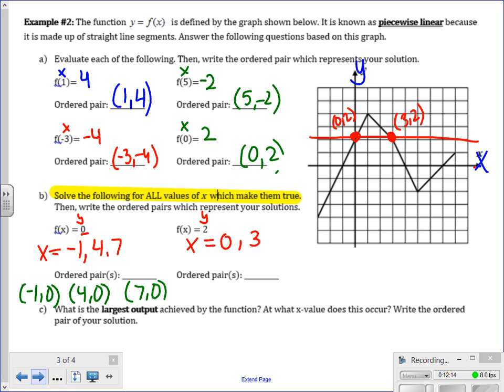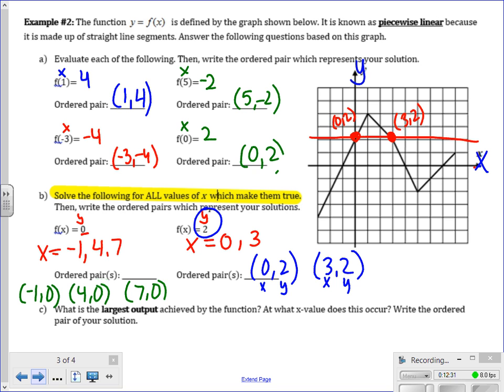If I were to write the ordered pairs here, I would have the ordered pairs 0, 2, and 3, 2. Again, that shows me that the x value of 0 gave me the output of y that I wanted, or output of 2, and so did the input of 3.